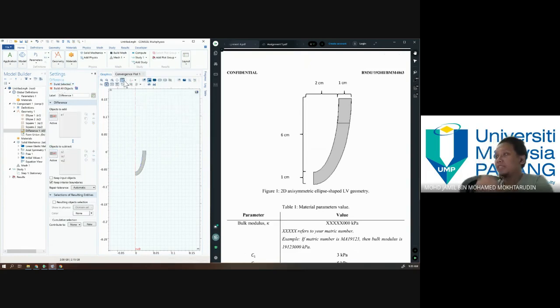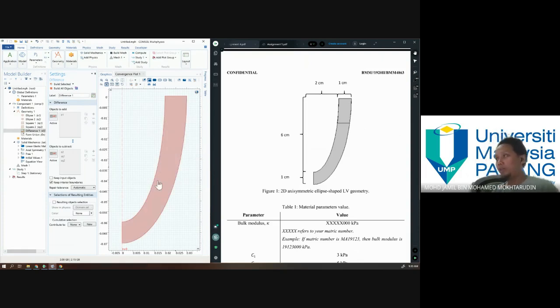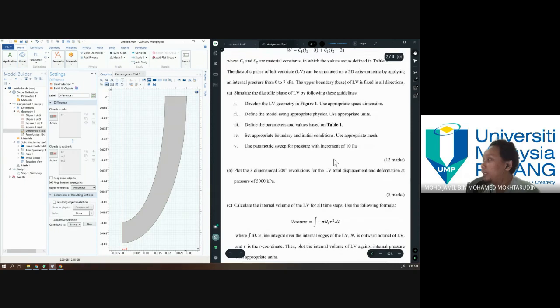Okay. So we get 1/4 of the ellipse. The line is ignored, nothing there. And then we have developed the geometry. Then we define the model using appropriate physics.